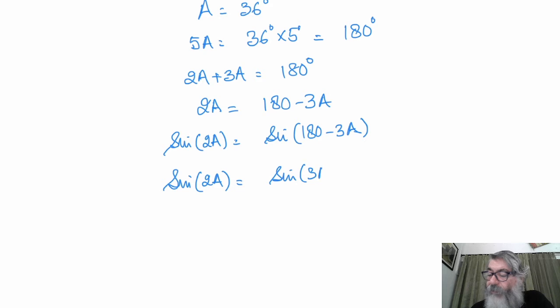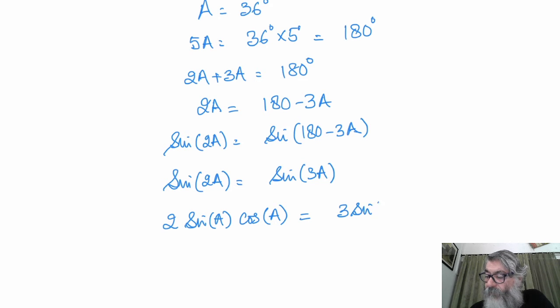There the formula had come for cos 3A. Now here the formula has come for sine 3A. So we'll convert the sine 3A formula, whatever the formula is. Sine 2A is 2 sine A cos A, and sine 3A will become 3 sine A minus 4 sine cube A.